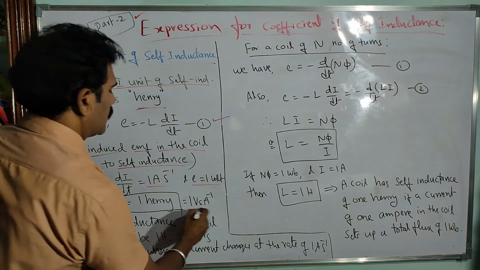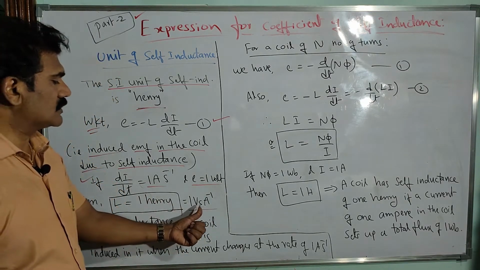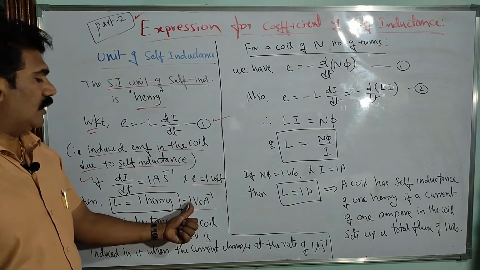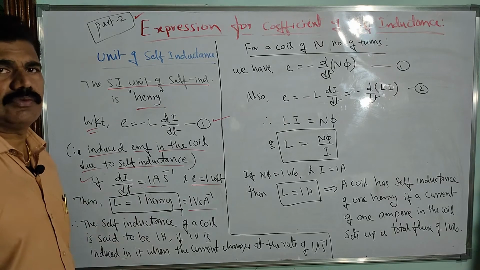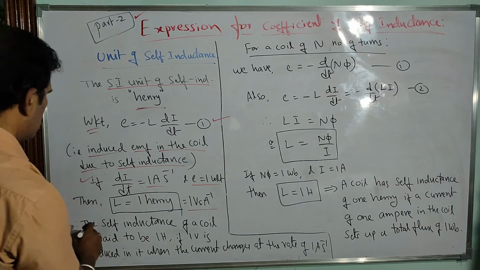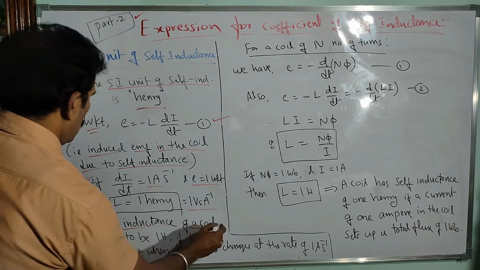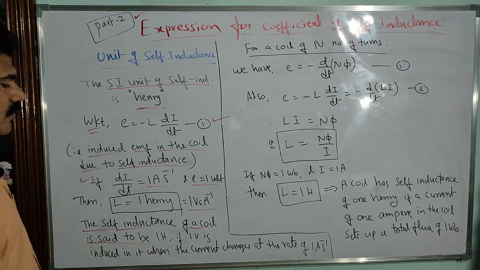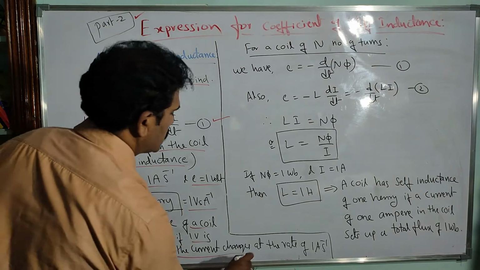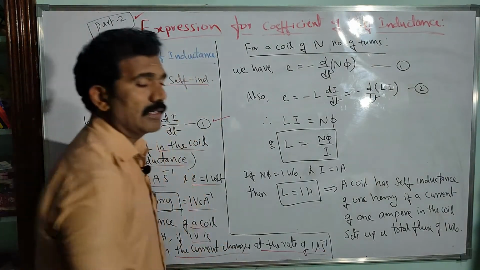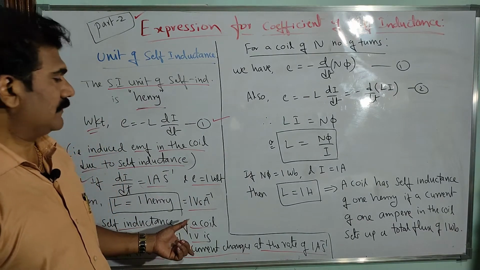So we can write the unit Henry as 1 volt second per ampere. So that is called Henry, the unit is called Henry. Now the self-inductance of the coil is said to be 1 Henry if 1 volt is induced in it when current changes at the rate of 1 ampere per second. Very clear it is.